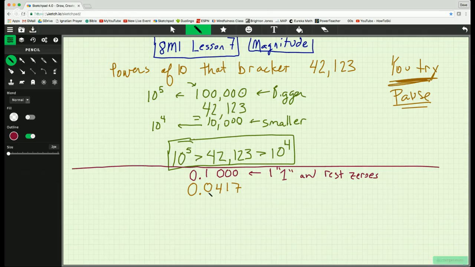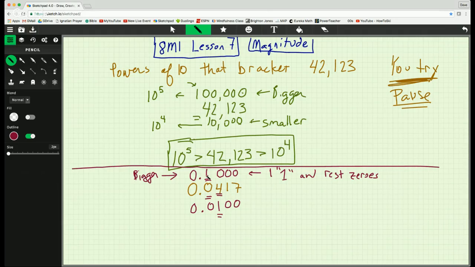So this number is bigger than 0.0417 because it has a number in the tenths spot, and 0.0417 has nothing in the tenths spot. So this number is definitely bigger. So if that number is bigger, then this number is just smaller, because our tan number here has a 4 in the hundredths spot, and this number only has a 1 in the hundredths spot. So this number is definitely bigger.